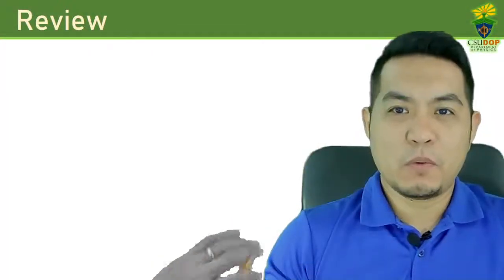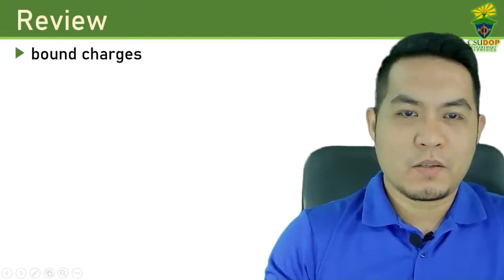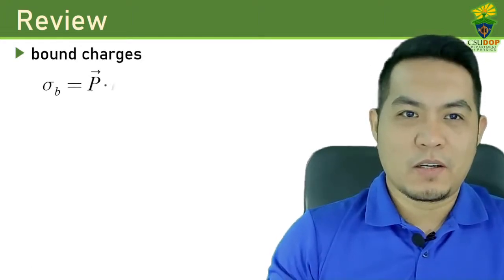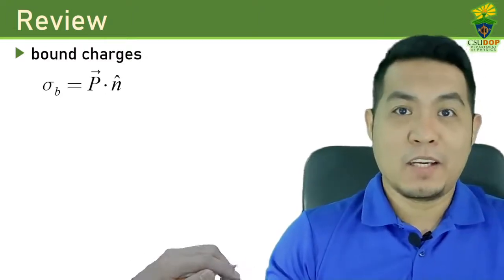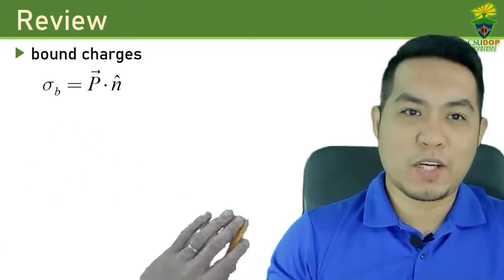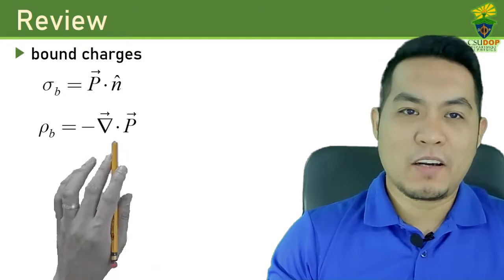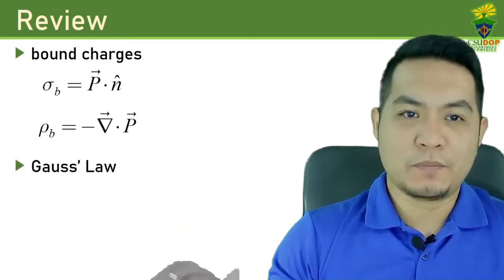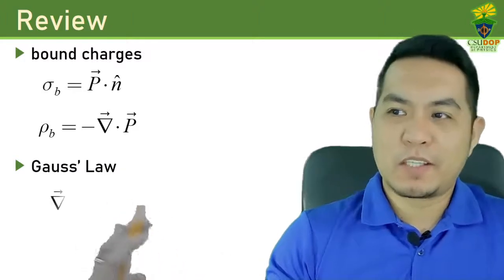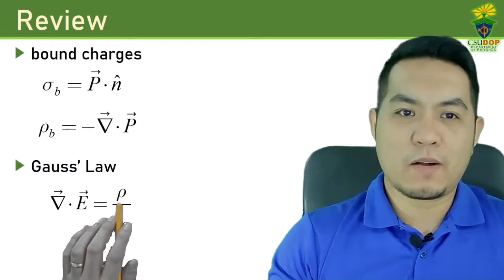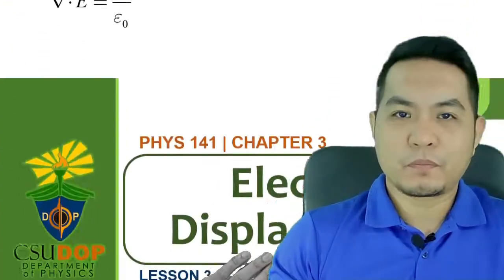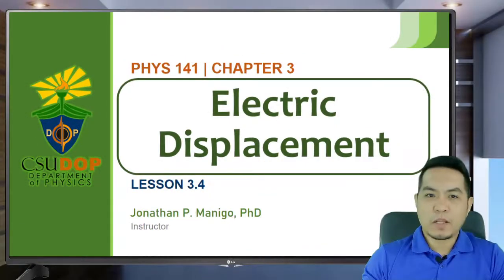So, let's first review what we have discussed so far. In the previous lesson, we discussed what happens inside a polarized object. There are actually bound charges: surface bound charges and volume bound charges. And in the previous chapter, we discussed Gauss law for the electric field, and it's basically equal to the volume charge distribution. So for this lesson, we will be introducing a new physical quantity called electric displacement.